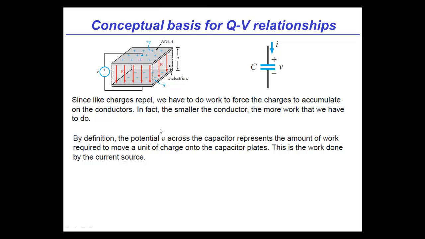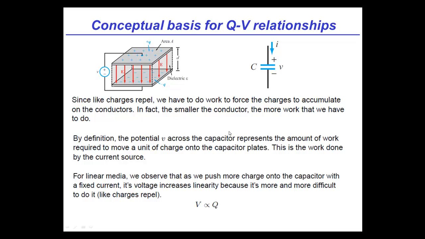That's right. And by definition, the potential across a capacitor is the amount of work required to move a unit of charge onto the capacitor plates. If you remember our original definition of voltage, this fits perfectly into that idea. So the voltage is really telling us, this potential is how much work I have to do per unit charge, right? So this is the work that has to be done by whatever source is generating this current I, whatever's running this current that's pushing charge onto the plates, all right?